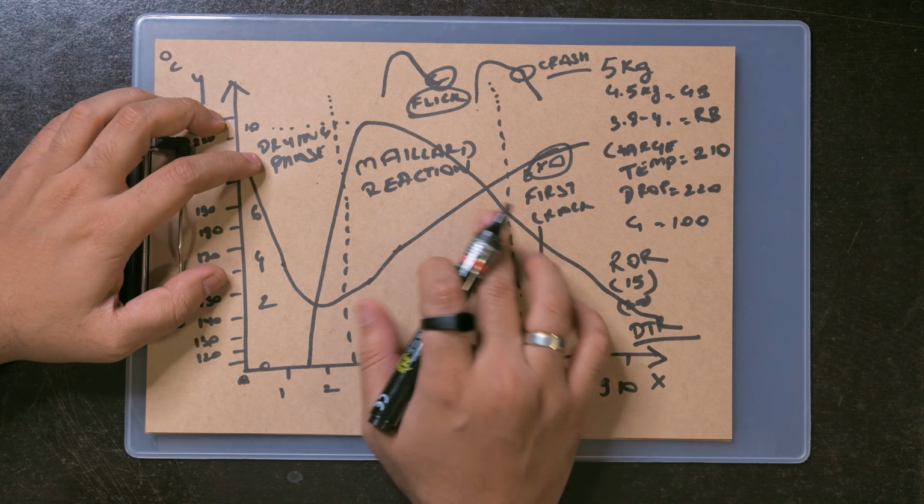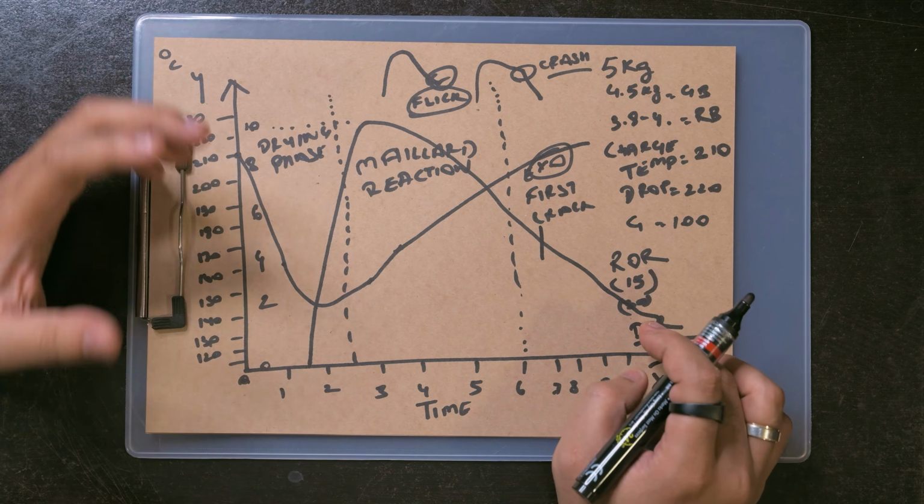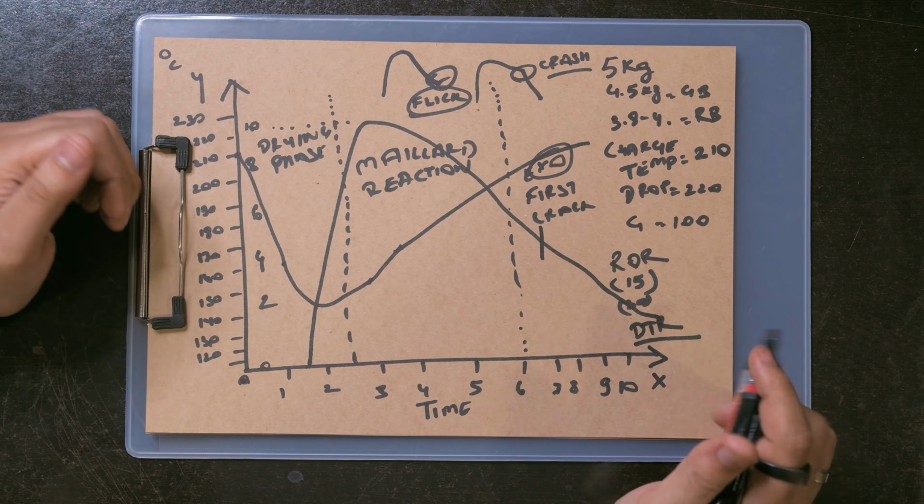But anyway, once your first crack is done and your desired development time ratio is achieved, all you have to do is you just pull the drum. That is, your drop temperature will be 220 degrees Celsius. You pull it out, and that's your coffee. So this is a basic of coffee roasting.